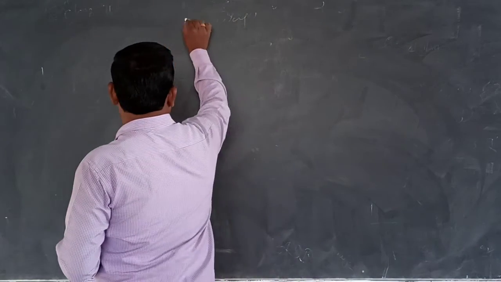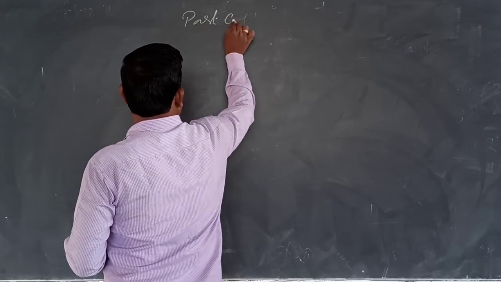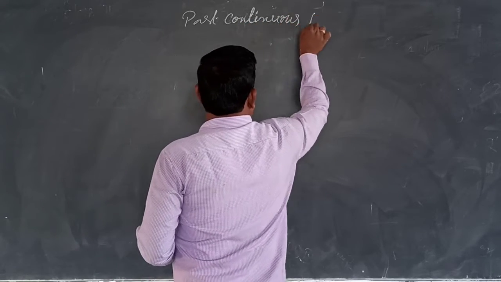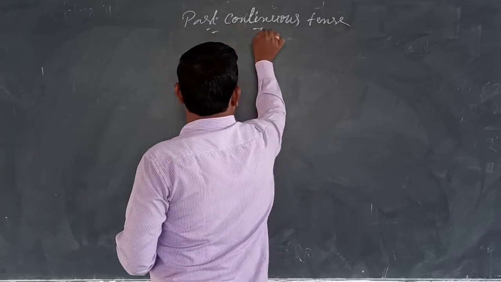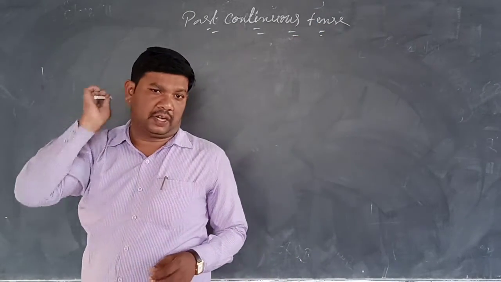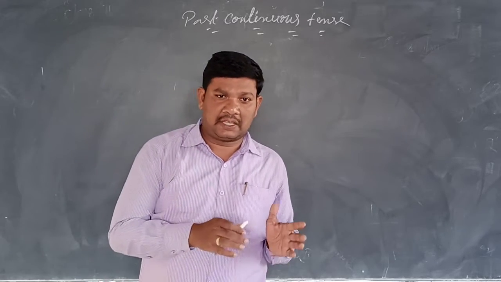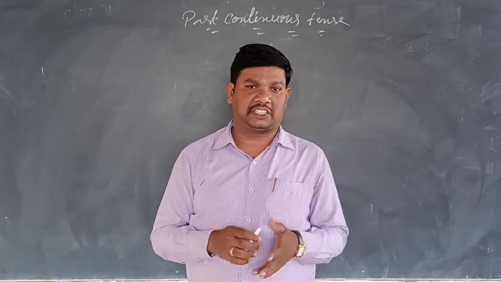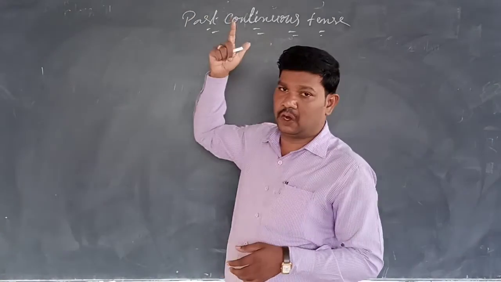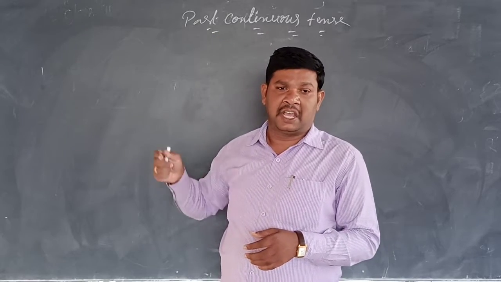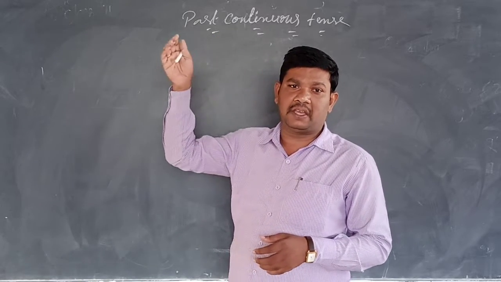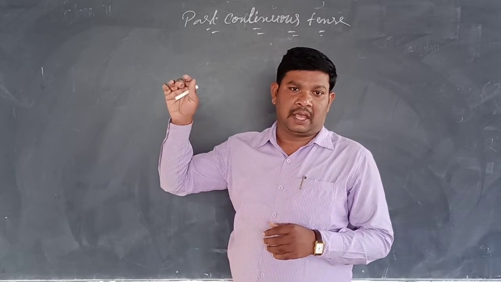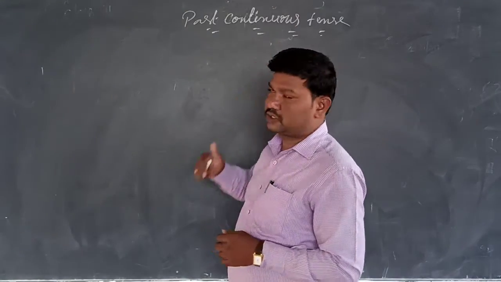The next tense is past continuous tense. So what is a past continuous tense? Every tense, I told you, shows or expresses an action. Past continuous also shows an action, but that action was going on sometime in the past. An action which was going on in the past is called a past continuous tense.